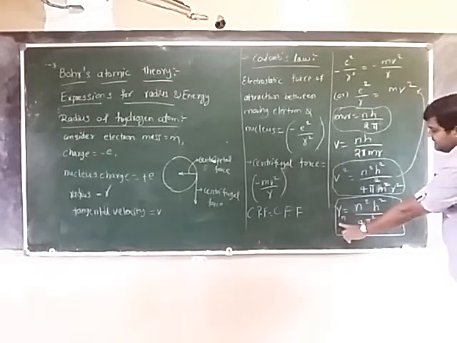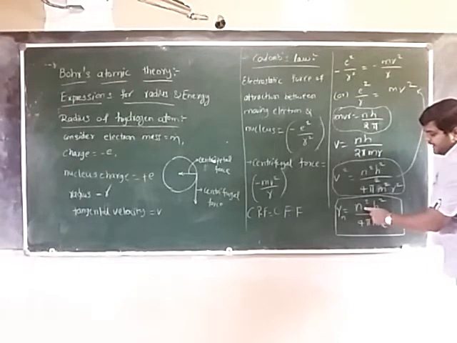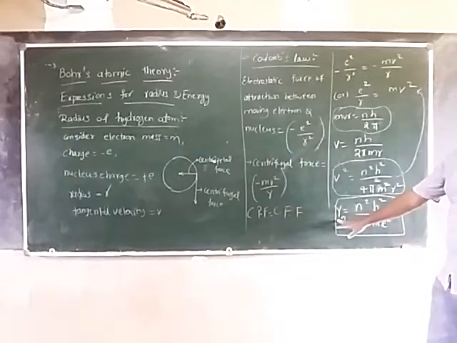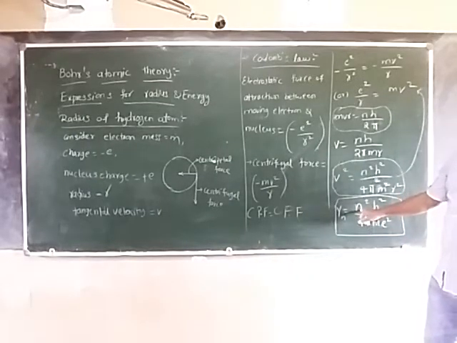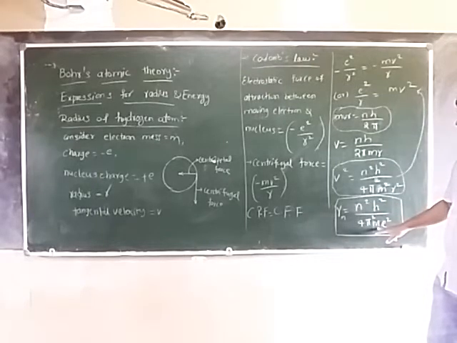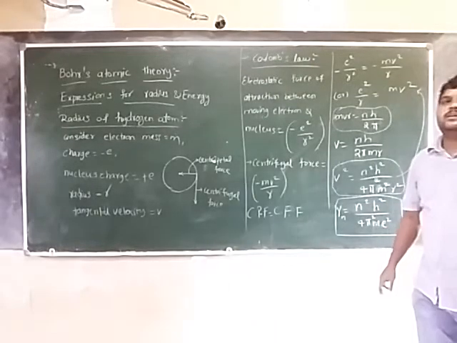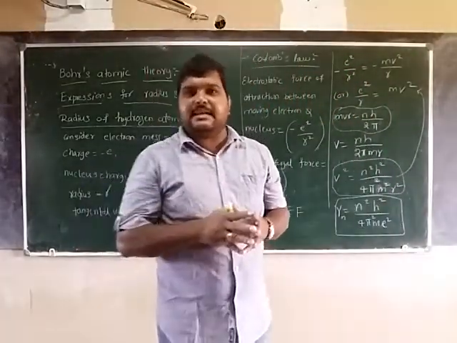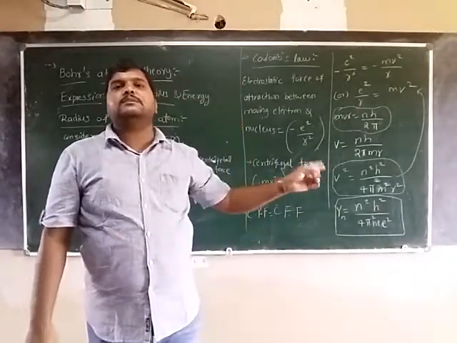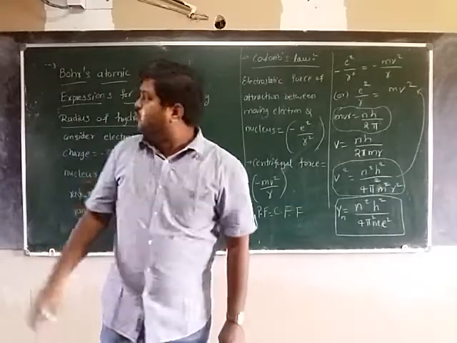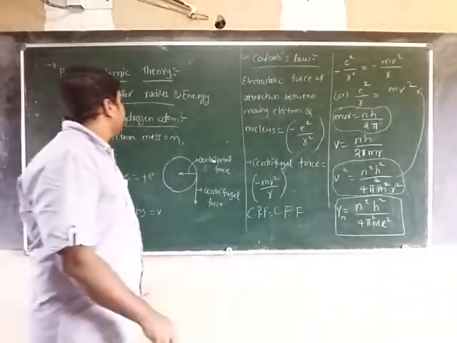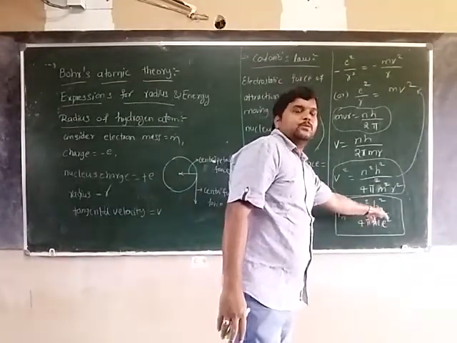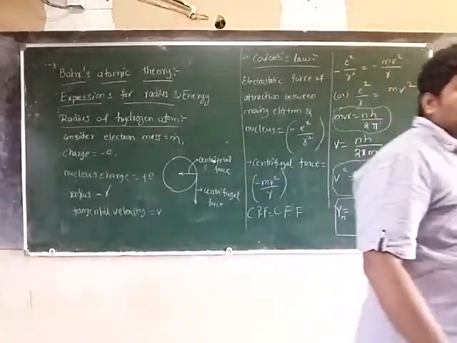Finally, the radius of the nth orbit is equal to n square h square by 4 pi square m e square. Here r is the radius of the orbit, n is the number of the shell, h is Planck's constant, m is the mass of the electron, and e is the charge of the electron. When the electron revolves around the nucleus it is stable, because the centripetal force is equal to the centrifugal force. This is the radius of the hydrogen atom: Rn is equal to n square h square by 4 pi square m e square.